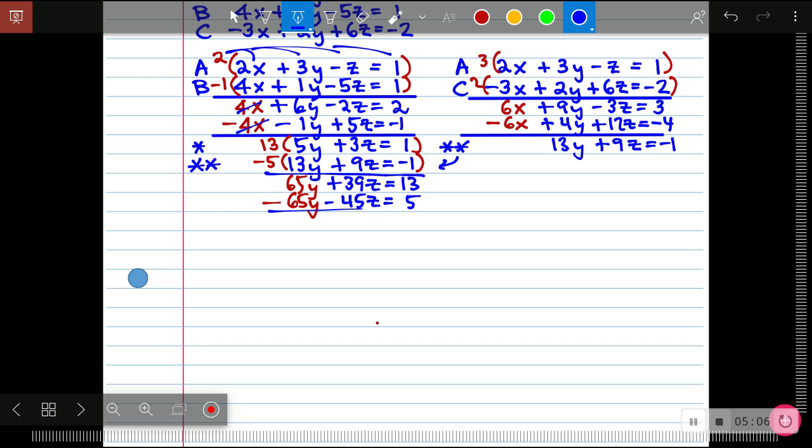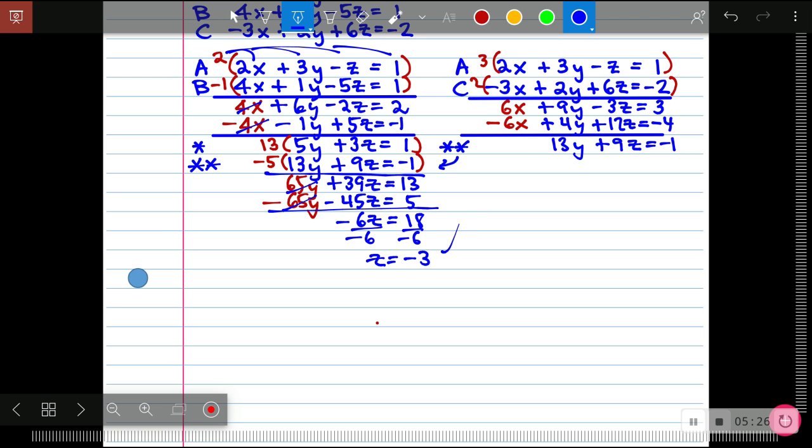Okay, we're going to add these lines here, and when we do, it cancels the y, and you're left with negative 6z equals 18. Dividing by negative 6 here, and we've got our first result. Z has to be the value negative 3.